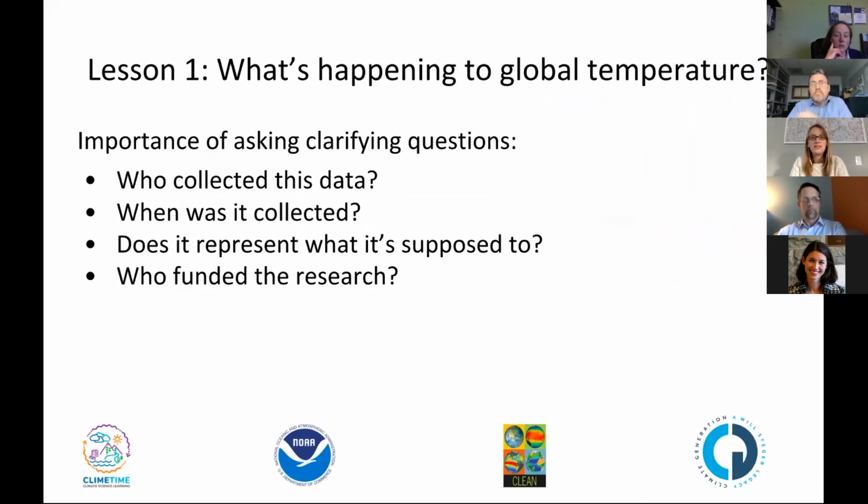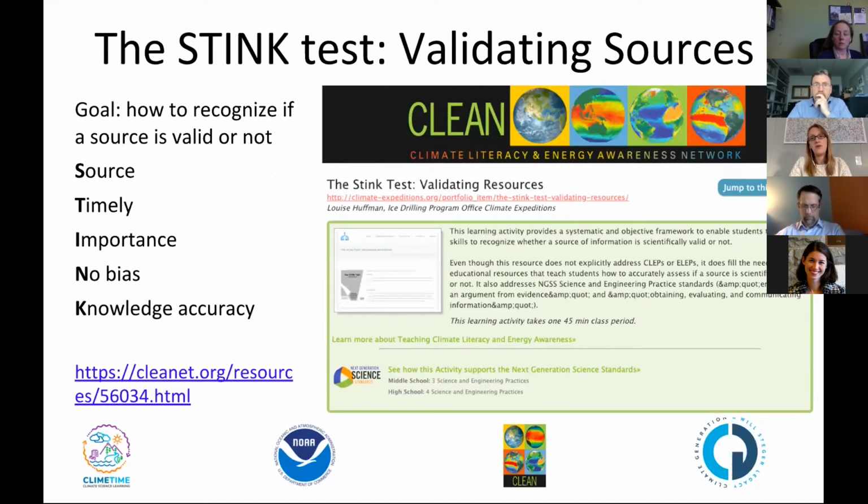So I want to focus just for a few minutes on what's happening to global temperature, which is the introduction activity of lesson 1. And a key piece that's important in this activity is the importance of asking clarifying questions and making sure that the data that you're looking at is reputable and comes from a good source. So looking at things like who collected the data, does it represent what it's supposed to, and who funded that research. Another activity that you could bring in from this one, coming from the CLEAN network, which Frank will talk about here in a moment, is the stink test, where you're validating resources. And so looking at how to recognize if a source is valid or not.